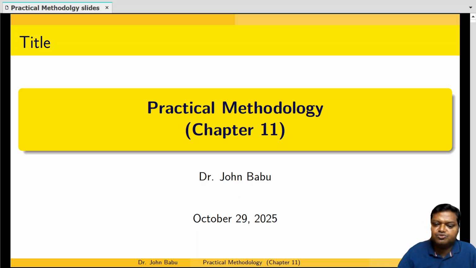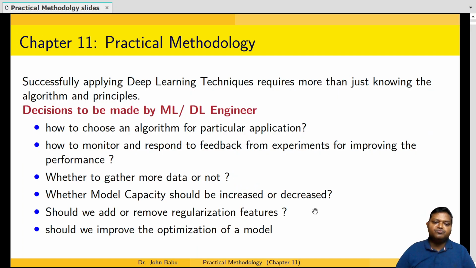You are also doing your final year projects, and this chapter will help you to tune your project. When you apply deep learning techniques to any given task, knowing an algorithm and knowing the principles is not sufficient, because every machine learning or deep learning engineer has to take certain decisions. One such decision is which algorithm should be chosen.